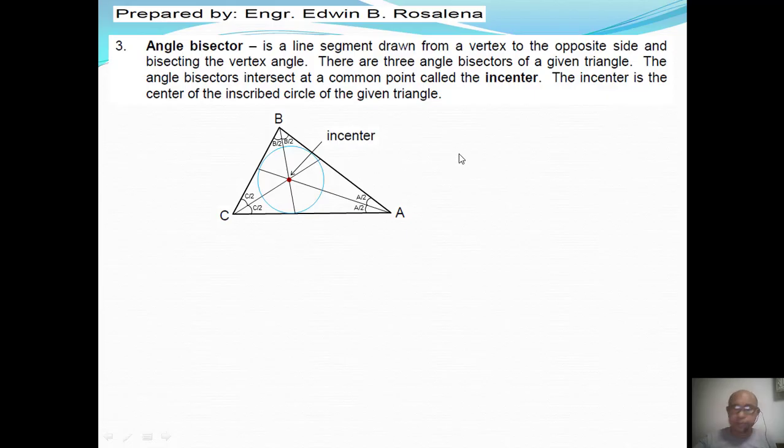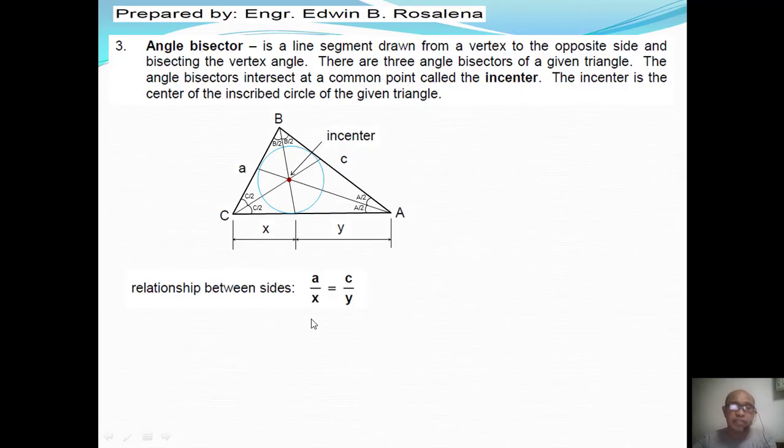Okay. So what do we need to know for the properties of the angle bisectors? If I consider the angle bisector of angle B, and it intersects the opposite side somewhere here, the opposite side AC is now divided into two parts. I will call them X and Y. And if this is side A and this is side C, then we have the relationship of the sides: A over X is equal to C over Y.